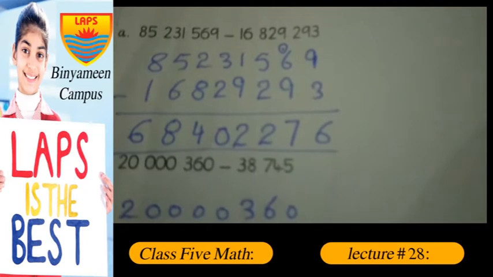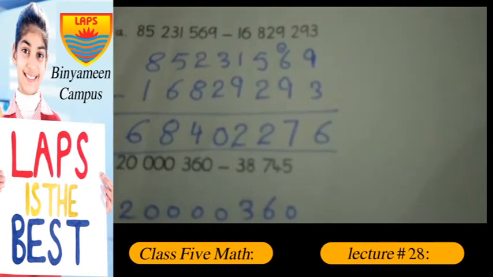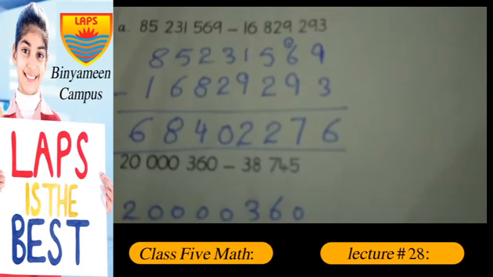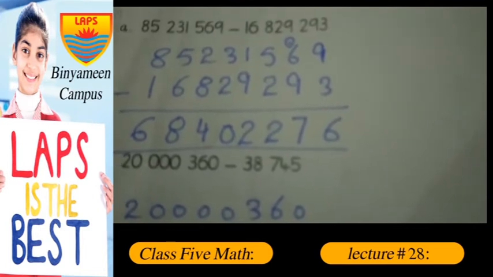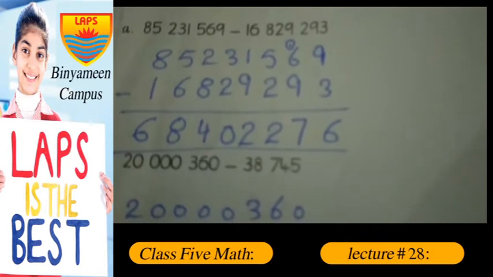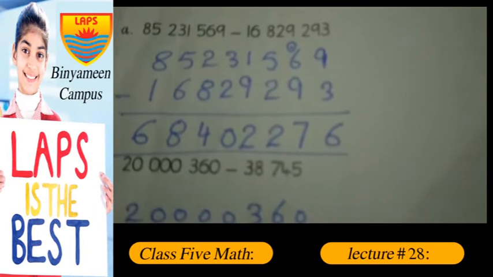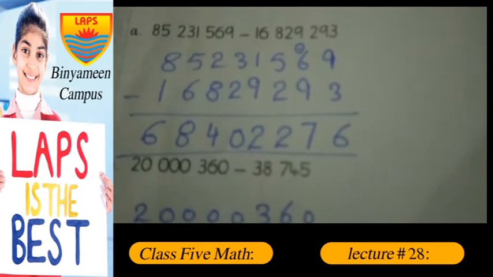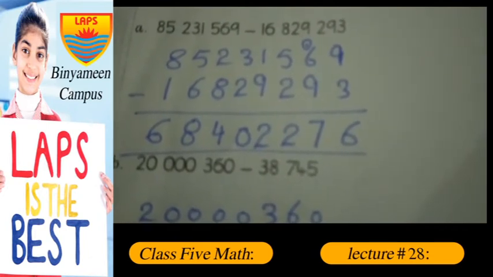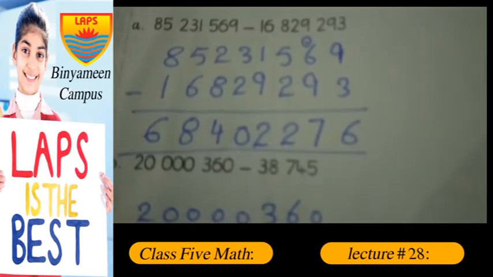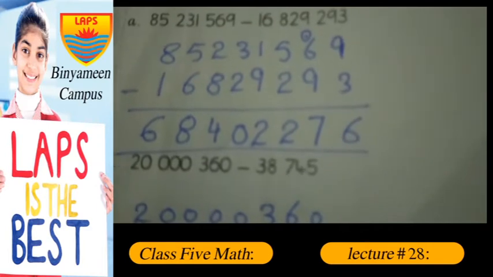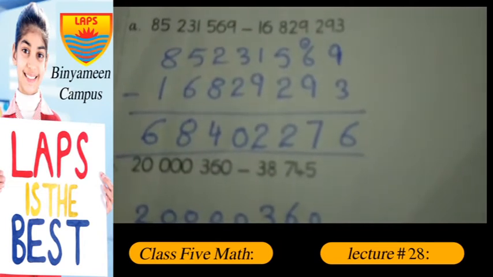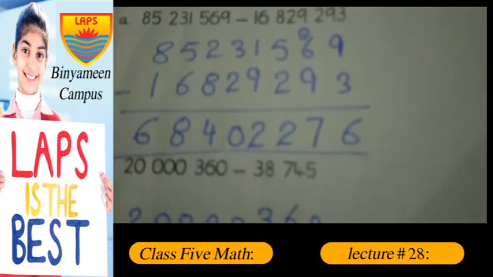Then 6 is smaller than, therefore we take the carry from 5. It becomes 16, 16 subtract 9, 7, 4 subtract 2, 2, then 1 is smaller than 9, therefore we take the carry from 3, it becomes 11, 11 subtract 9, 2, and 2 subtract 2, 0, then 2 is smaller than 8, therefore take the carry from 5, it becomes 12, 12 subtract 8, we place 4, then 4 subtract 6, it is not possible, therefore we take the carry from the 8, it becomes 14, and we subtract 6 from 14, we place 8, and 7 subtract 1, we place 6.